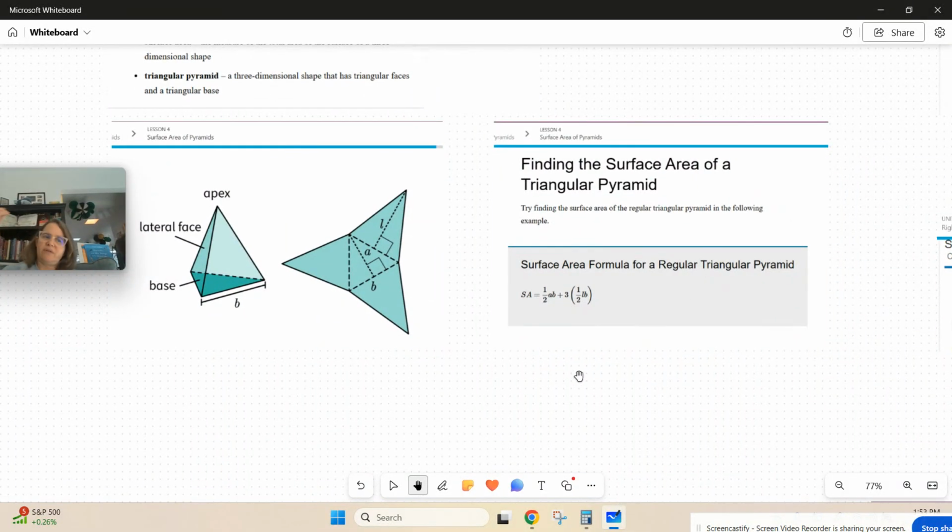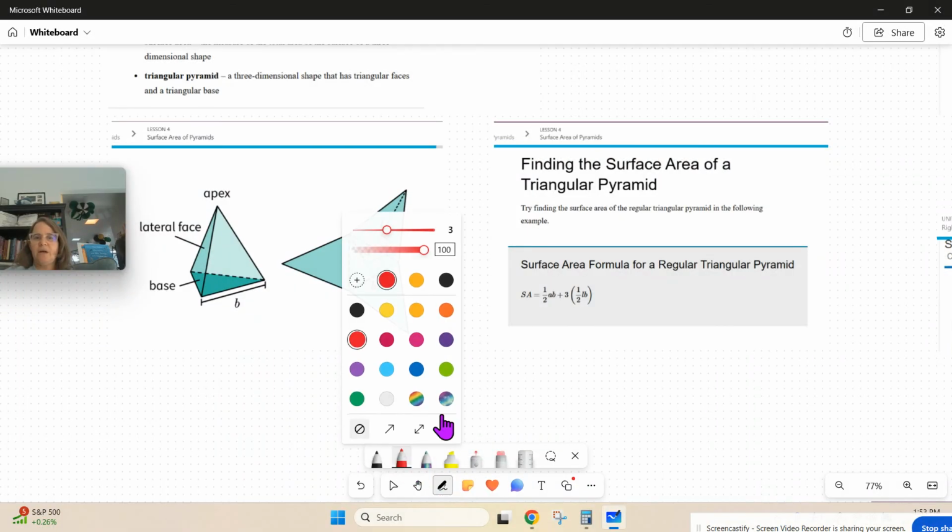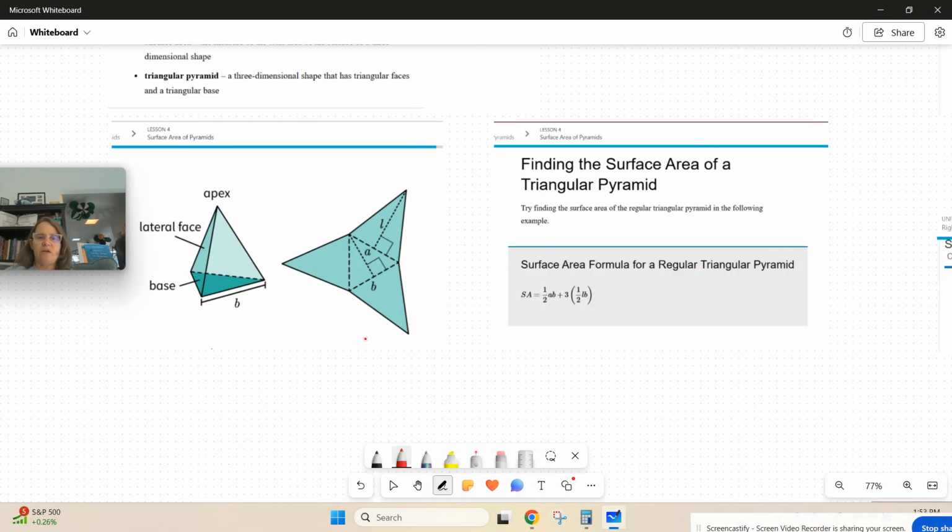And then there's just one last comment here. It's going to go with what we've been talking about, which is that the area formula for triangles, so the area of a triangle is base times height divided by 2. Okay, and so you can see that in the surface area formula.